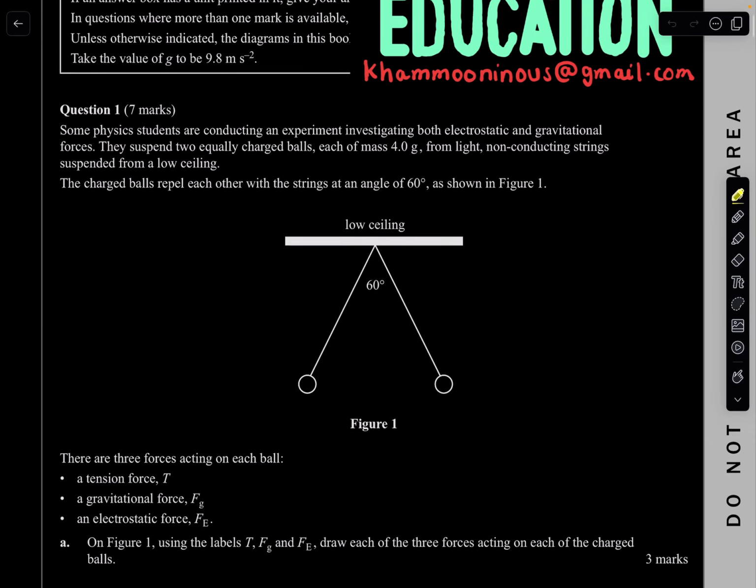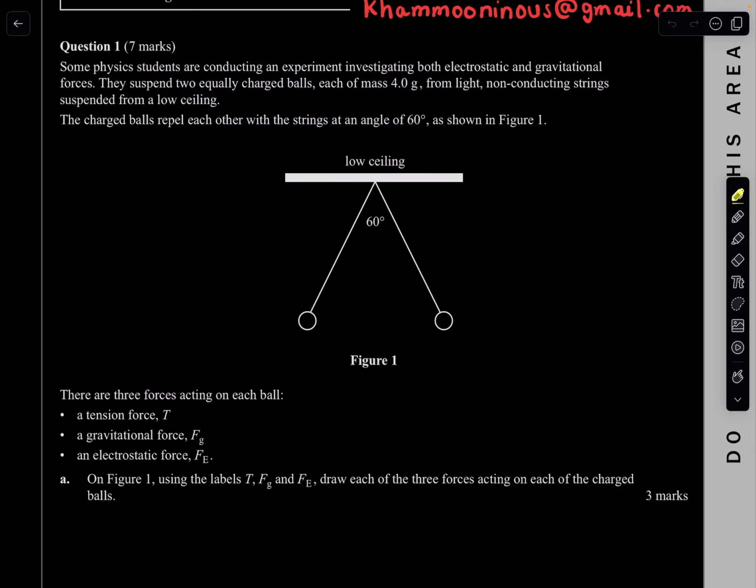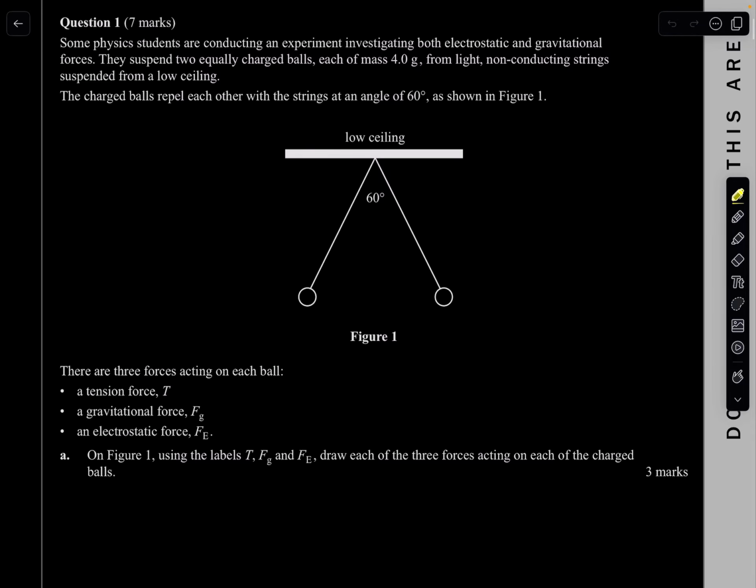So question 1. Some physics students are conducting an experiment investigating both electrostatic and gravitational forces. They suspend two equally charged balls, each of mass 4 grams, from light non-conducting strings suspended from a low ceiling. The charged balls repel each other with a string at an angle of 60 degrees as shown in figure 1. There are 3 forces acting on the ball: tension, gravitational force, electrostatic force. On figure 1, using the labels T, F_G, F_E, draw each of the following forces acting on each of the charged balls. Okay, now the easiest one is draw the force of gravity.